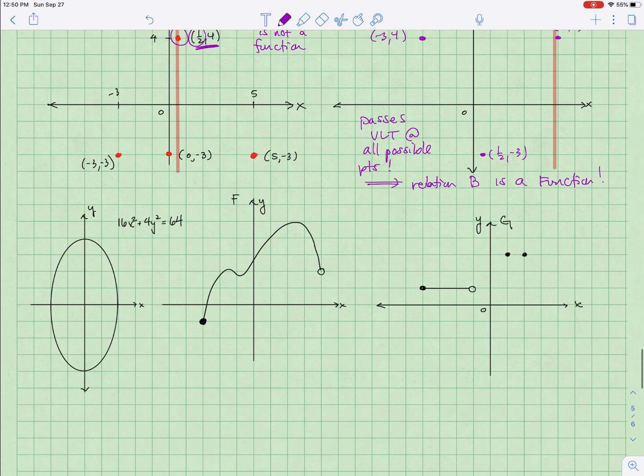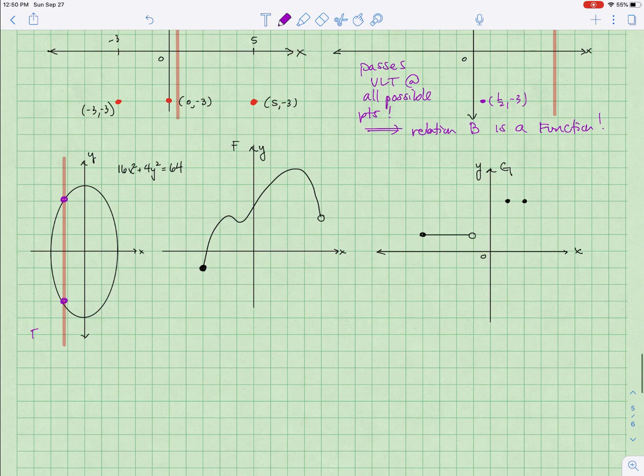Okay. This next one is going to fail miserably in just about everywhere. So what we have here is our vertical line, and as soon as we get into the middle of our ellipse there, we can see this fails the VLT. Fail. Not a function.